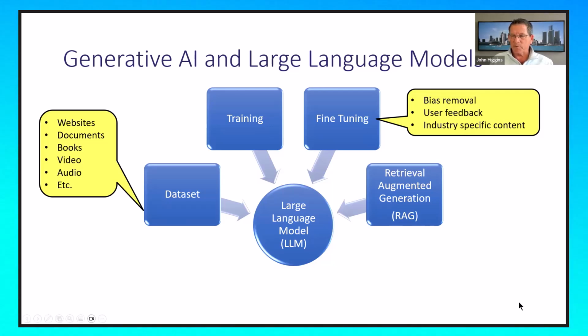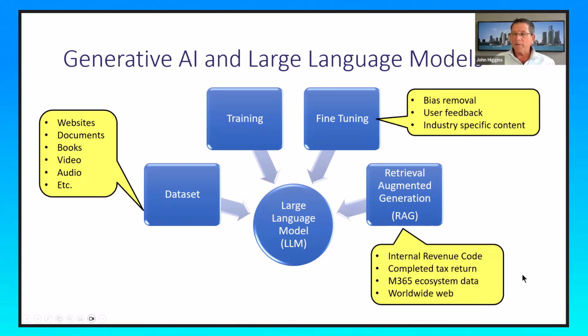So some examples of what would be RAG? Well, the Internal Revenue Code. I actually tried to do this with ChatGPT 4. I went out to the IRS website and downloaded the whole Internal Revenue Code. The problem is the file was too big, so I couldn't use it as part of my prompt.